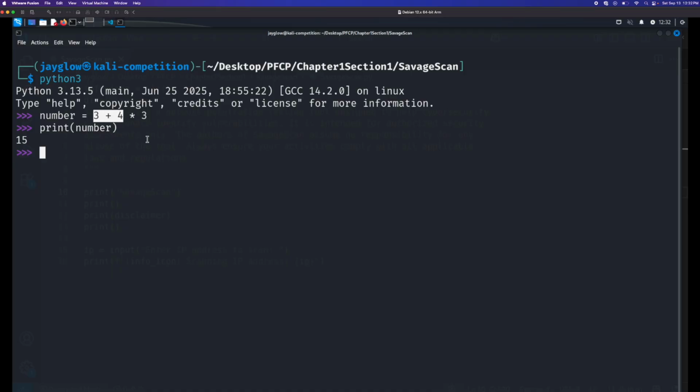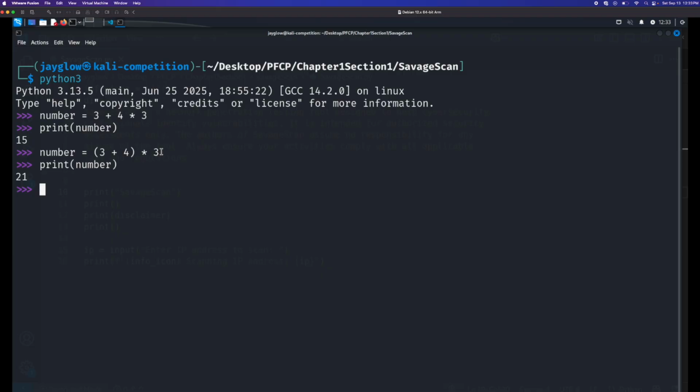So let's see how that would look. Go ahead and add parentheses to our expression here, hit enter, and then print number, and you can see we get 21 because the addition is done first. So we have 4 plus 3 is 7, and then we take 7 times 3, which is 21.